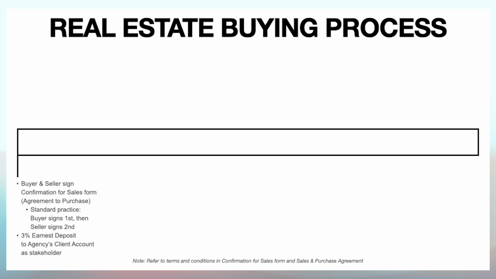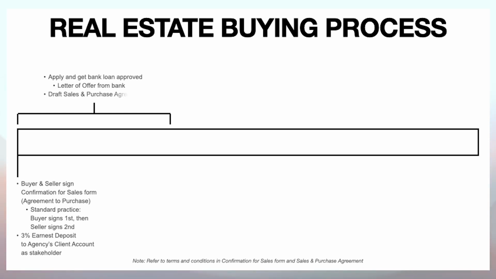So after both parties have signed the confirmation for sales form or the agreement to purchase and the earnest deposit has been confirmed paid, this is the next stage of the buying process, which is for you as the buyer to apply and get bank loan approved. And once your bank loan has been approved, you can receive an offer letter from the bank, also known as the letter of offer or LO. And then also for the sales and purchase agreement to be drafted.